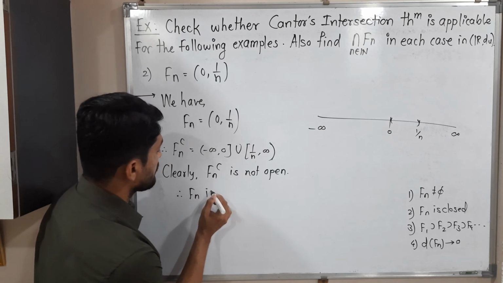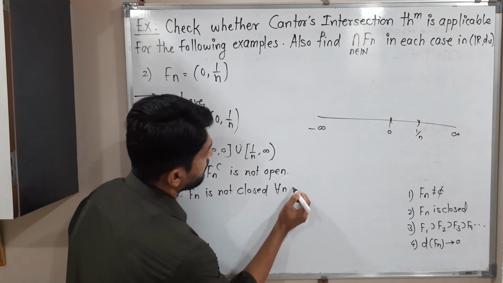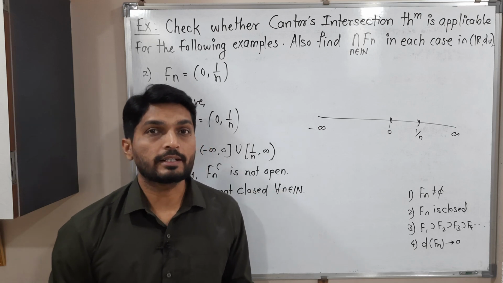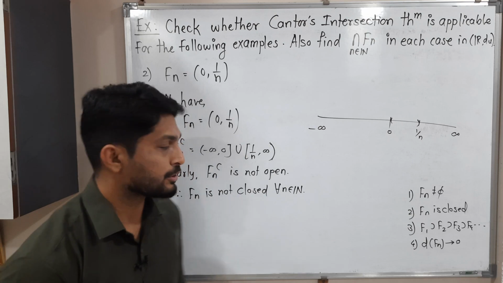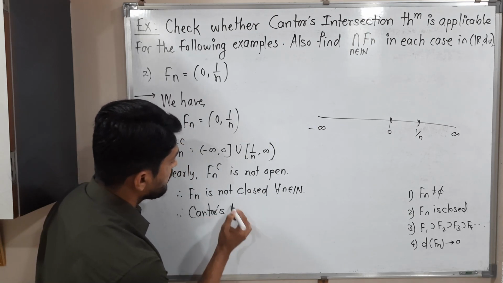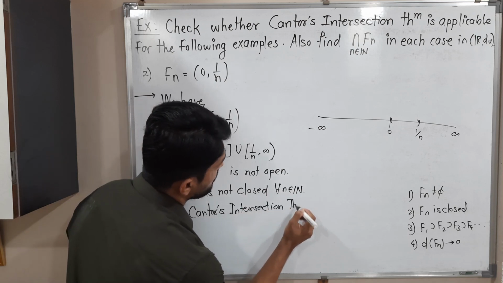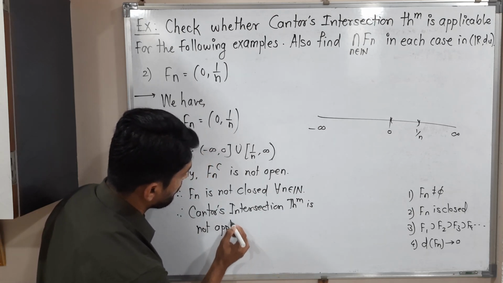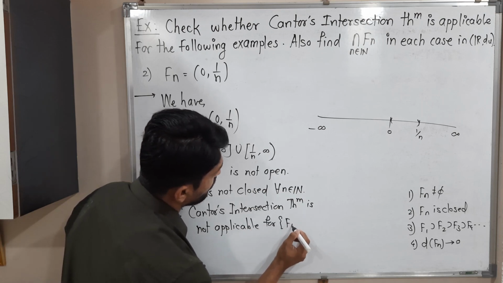Therefore, Fn is not closed for all n belonging to the set of natural numbers. So the second condition is not satisfied. That's why we can say Cantor's intersection theorem is not applicable. Let me clearly mention: therefore, Cantor's intersection theorem is not applicable for this sequence of sets Fn.